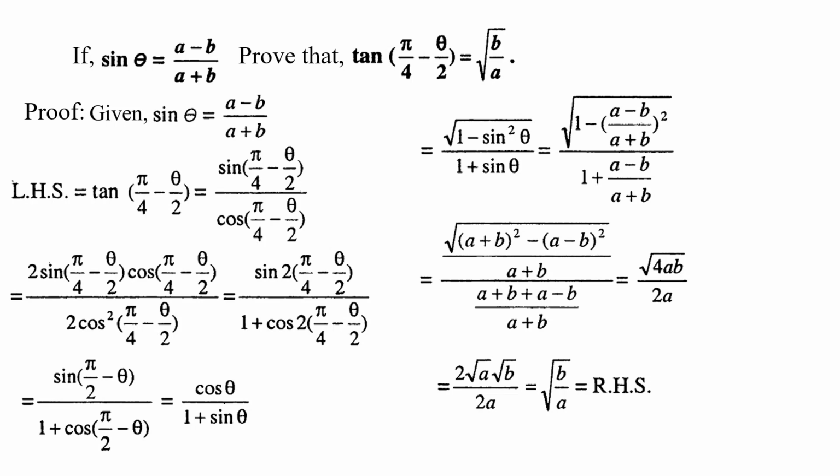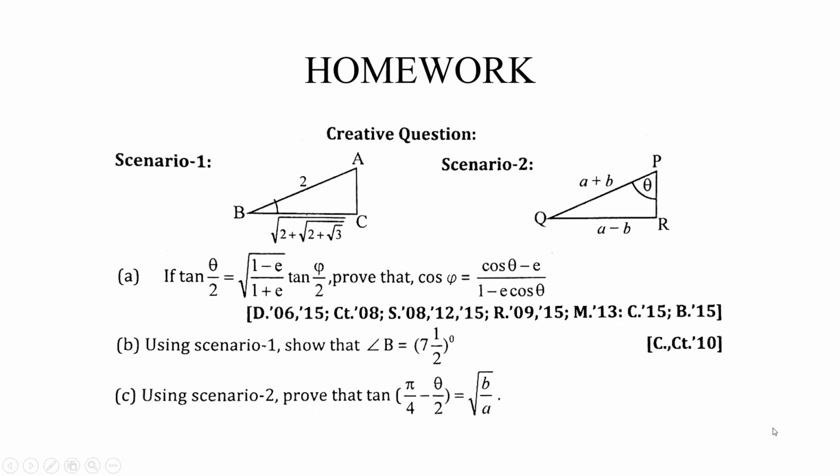So boys, I think you all understand this. Now for homework, using these two scenarios, using these two figures, if tan theta by 2 equal to root over 1 minus e by 1 plus e tan phi by 2, prove that cos phi equal to cos theta minus e by 1 minus e cos theta, and using scenario 1, show that angle b equal to 7.5 degree, and using scenario 2, prove that tan pi by 4 minus theta by 2 equal to root b by a. I think this homework will be easy for you.